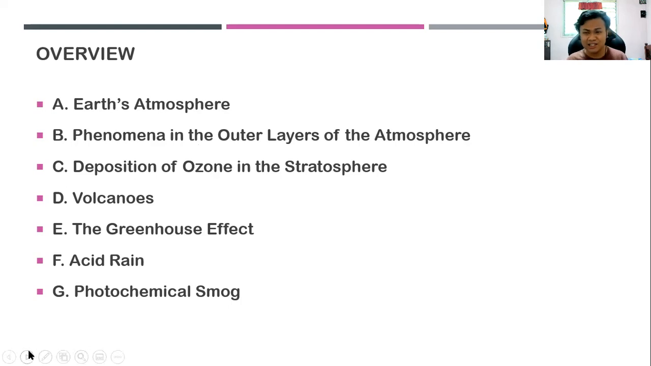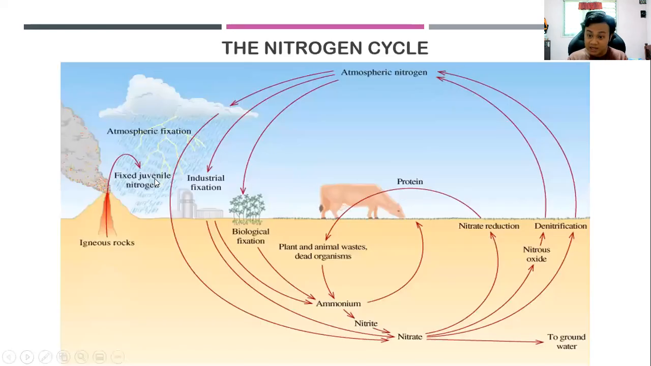So what is in the Earth's atmosphere, guys? First, we have nitrogen, so that we have the nitrogen cycle. There is atmospheric nitrogen. It exists naturally there, and that atmospheric nitrogen will go into the plants through biological fixation. This is called nitrogen fixation, and usually it is done by bacteria.